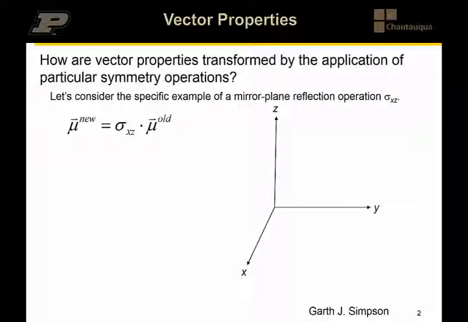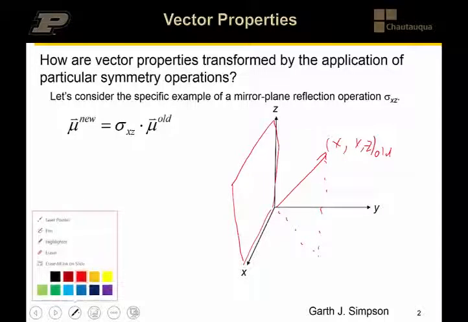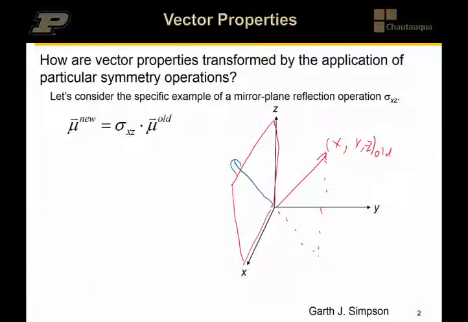So if I've got a vector in 3D space with some x, y, z coordinate right here, and I ask myself, if I know that my system has a sigma xz symmetry, in other words, it's identical upon reflection through the xz plane, then how do I apply symmetry? Well, if I mirror plane reflect, then my new vector is going to be pointing that way, and it's going to have a position of x, minus y, z, because I've reflected about the xz plane. And that's my new coordinate system for that vector, the new x, y, z coordinates of that particular vector.